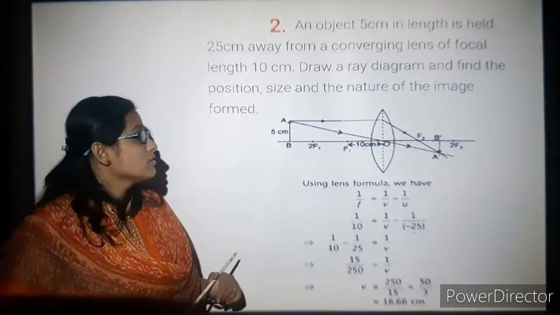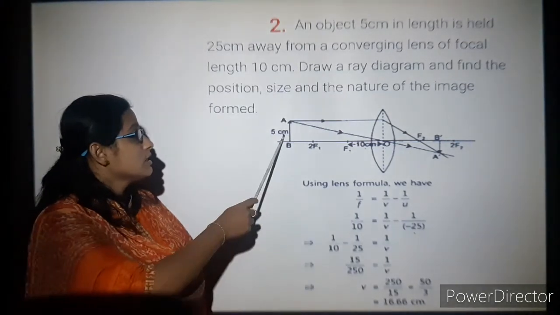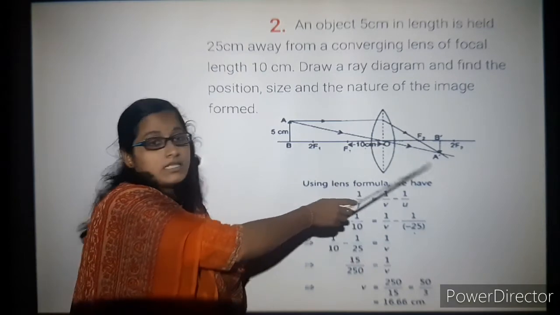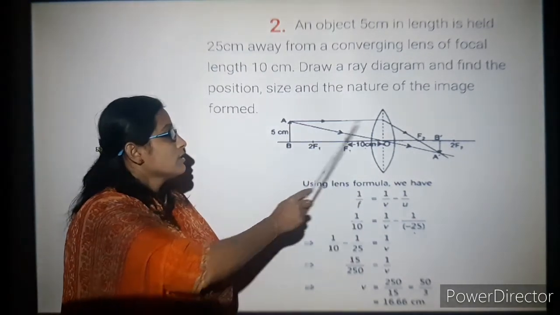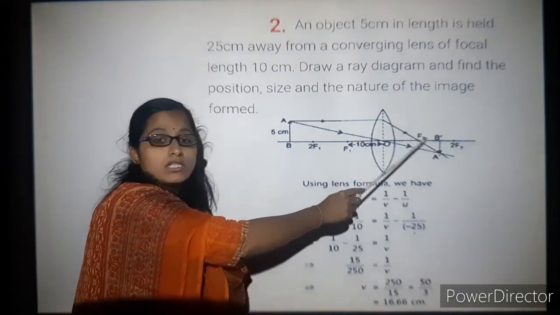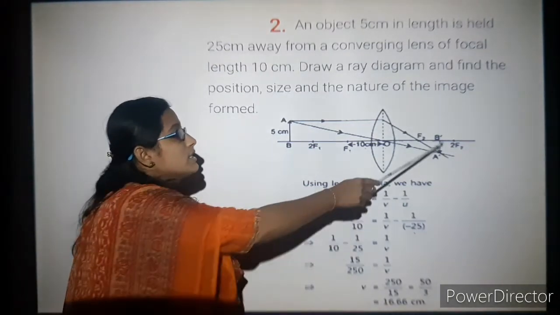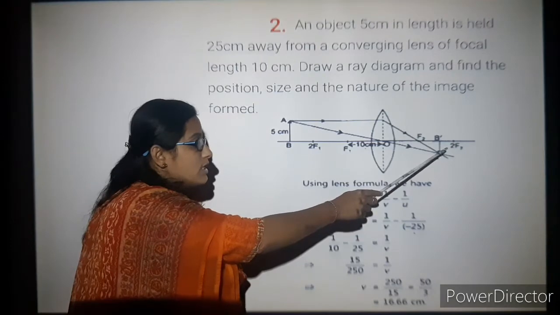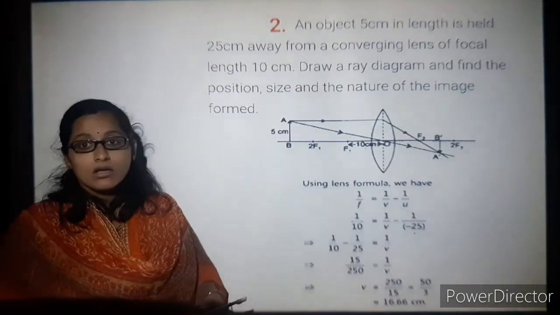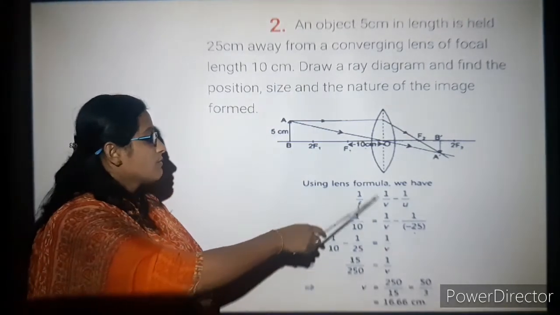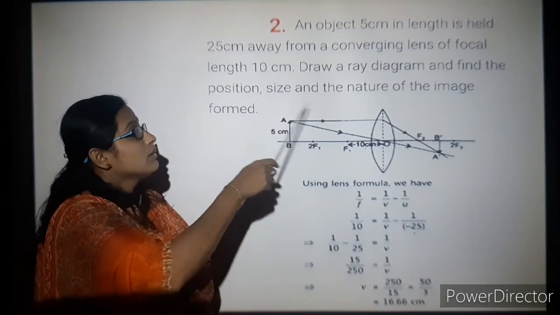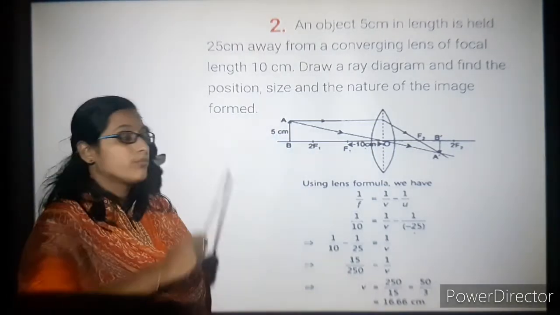You can see here that one ray will cross through the optical center of the lens. Then you can see that it goes through the lens and passes through the focus f2, and you can see that the image formed is inverted. Using the lens formula, you will substitute all the given values in the formula.